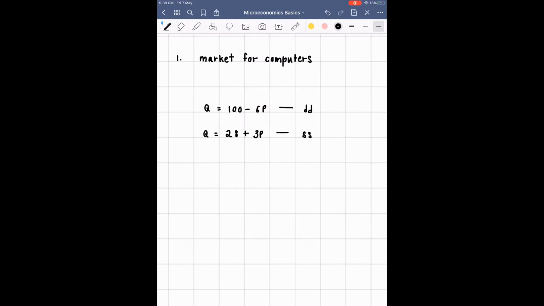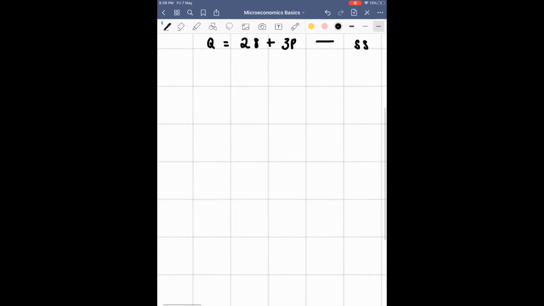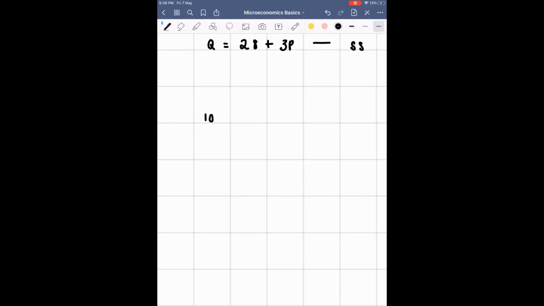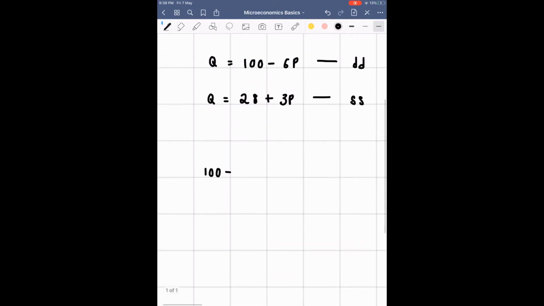Now an important finding is that at equilibrium, the quantity demanded has to be equal to the quantity supplied. With that in mind, we can equate these two equations since the Q in the demand function and the Q in the supply function are the same. So let us start doing that. So we can write 100 minus 6p is equal to 28 plus 3p. We can equate this because both the Q's are the same.